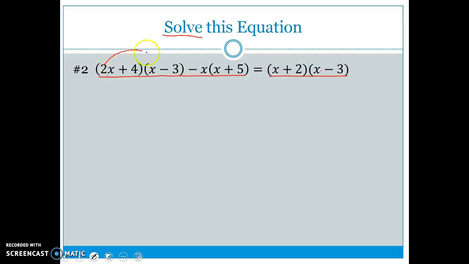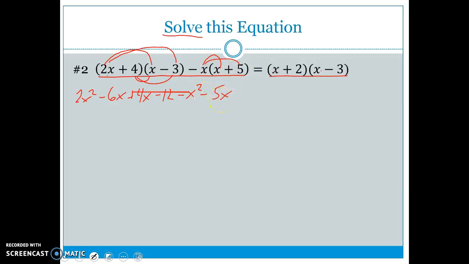So I'm going to start by taking 2x times x. That's 2x squared. And then 2x times negative 3 is negative 6x. 4 times x is 4x. 4 times negative 3 is negative 12. Then I'm going to distribute the negative x out. Negative x times x is negative x squared. Negative x times 5 is negative 5x.